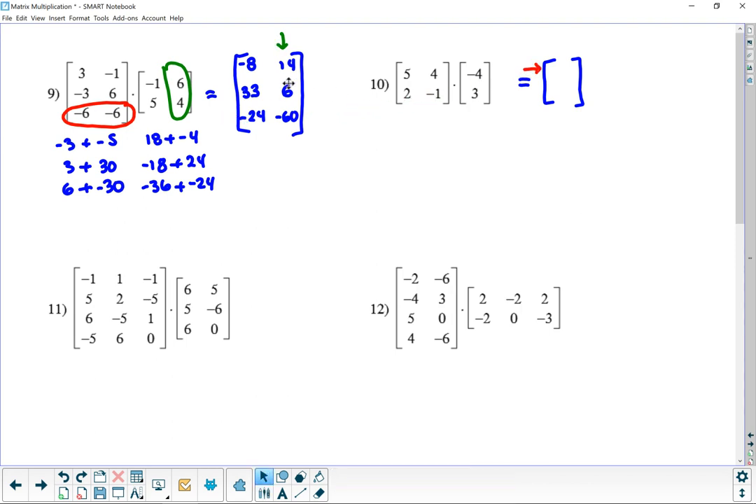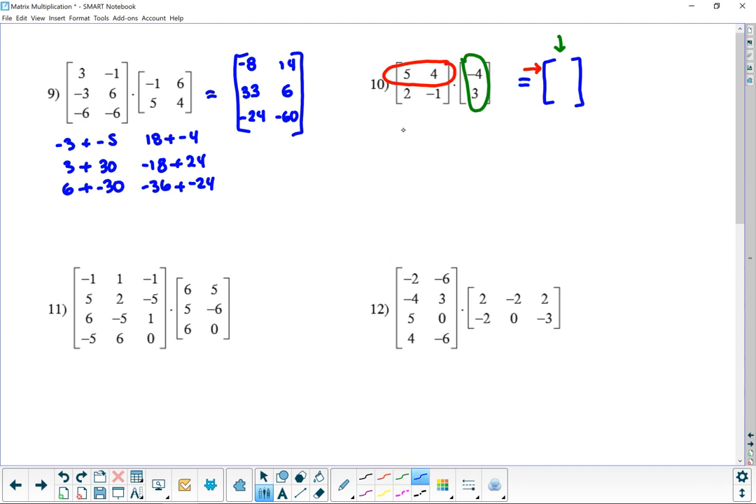So the first one, which is the first row and the first column. And there's only one column. So yes. All right. So 5 times -4 is -20, plus 4 times 3 is 12. Your answer is -8. Yeah, just -8.